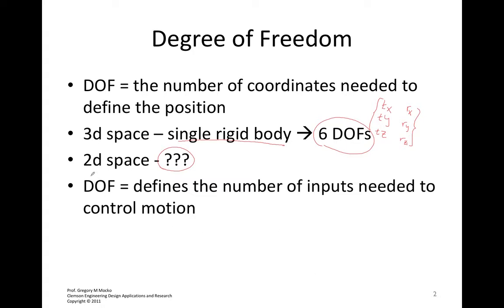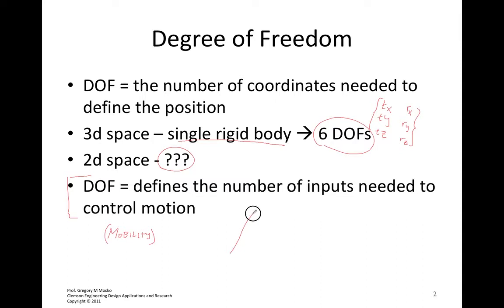When we talk about degrees of freedom in the context of machine design, and some textbooks will use the term mobility, these are interchangeable. This defines the number of inputs needed for control. So the number of inputs needed for control basically uniquely defines where a point is in space.